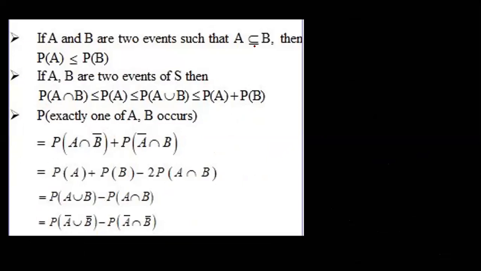If A and B are two sets, A is a subset of B, then we can write P of A is less than or equal to P of B. That's my given proof also. See, A, B are two events, then P of A intersection B is less than or equal to P of A. How? A intersection B is always a subset of A. So P of A intersection B is how much? Less than or equal to P of A. That's the meaning. P of A intersection B is also less than or equal to P of B.